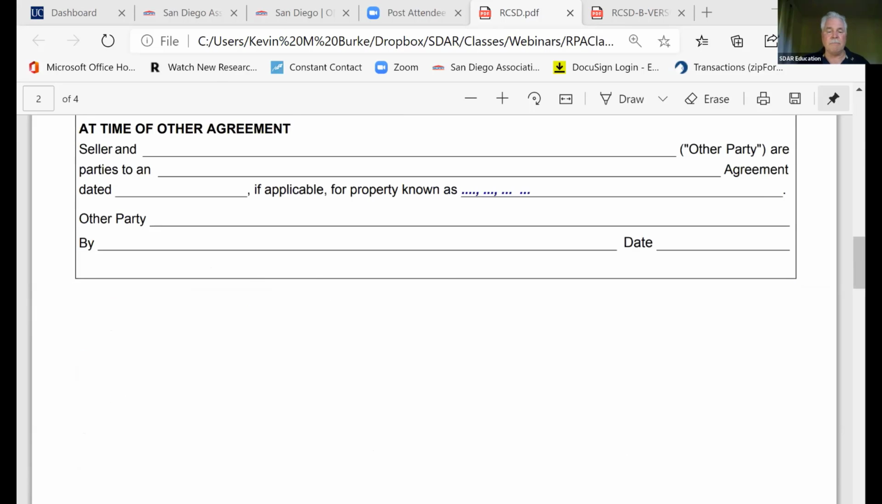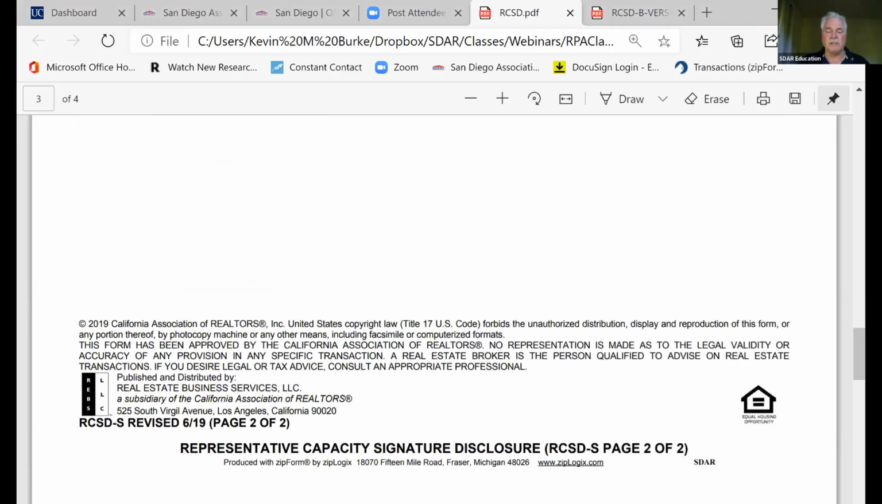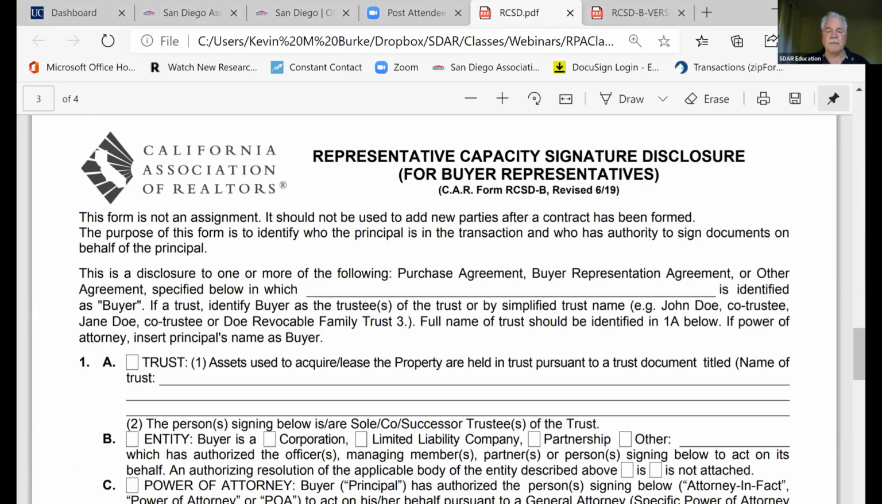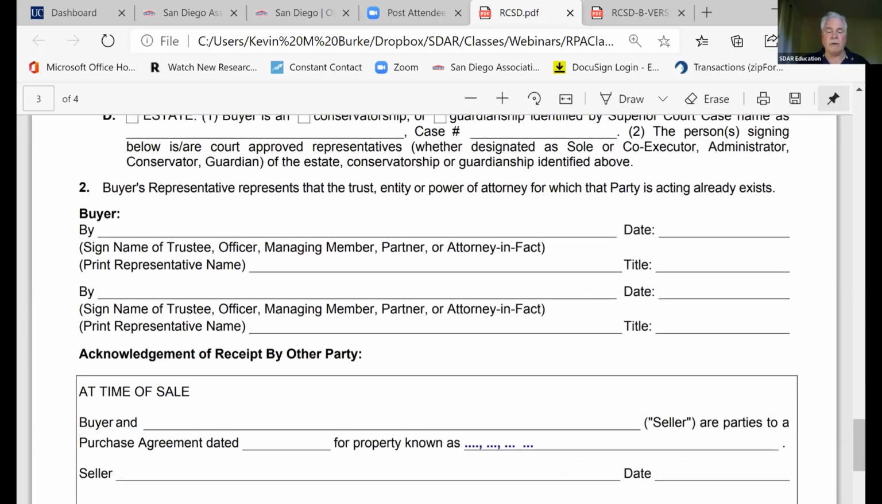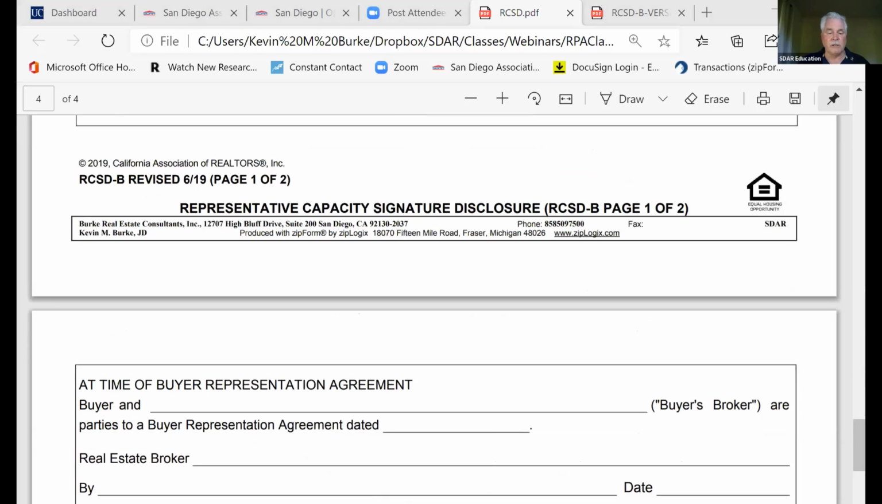That being said, and I see the question. Hang on one second. Why did we attach buyer representative for it? I don't know why we did that. We attached that to the same document. Okay, all right. Question says, is this for probate transactions too?